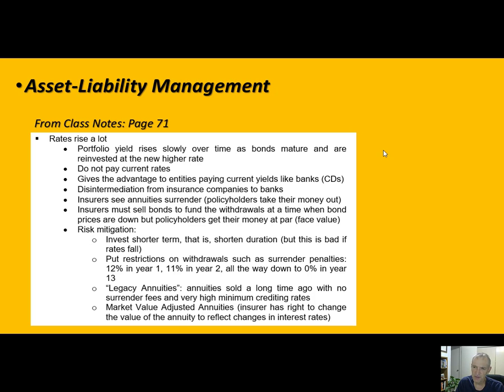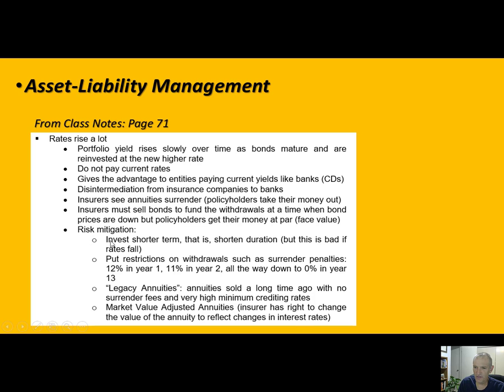Versus a life insurance company, you might have an annuity that's going to sit there for 25, 30 years. So you get that disintermediation. We already talked about that, going from insurance companies to banks. Insurers see their policyholders surrender their policies. They're taking their money out. They have to sell these bonds that are now underwater. They actually have losses on them because interest rates have risen.